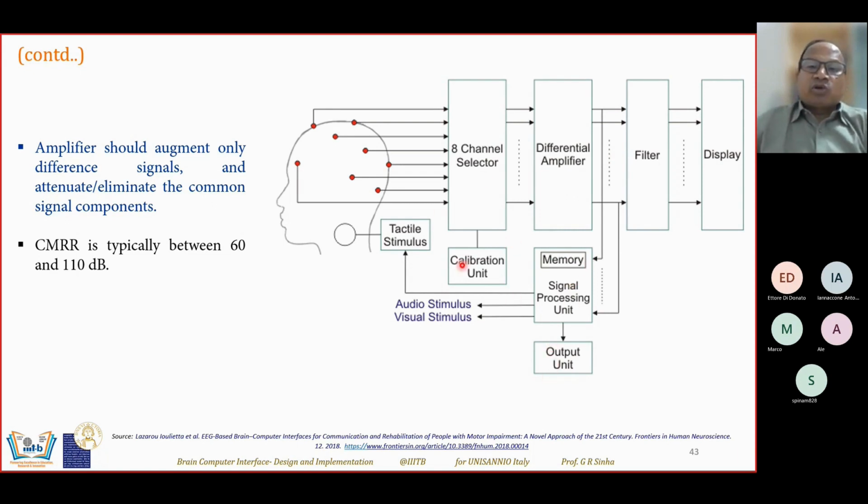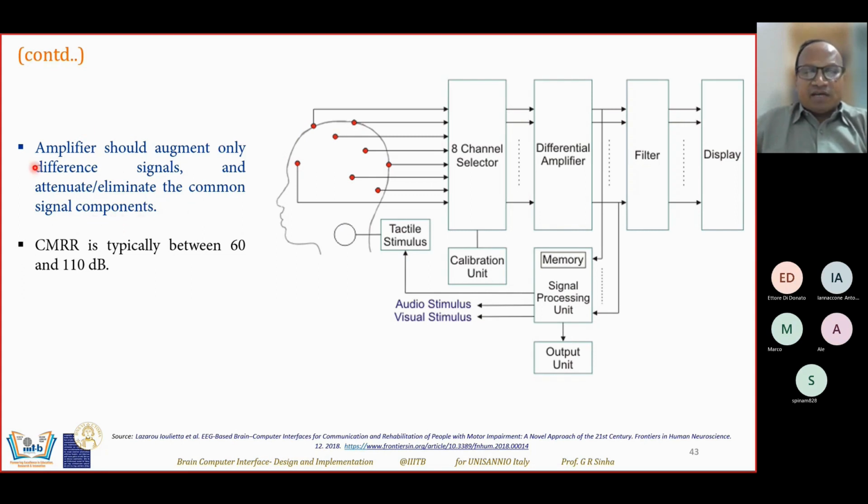Some calibration also can be done so that you can correct the input. You can select a proper channel, and you can select proper features here also. And then, of course, the use is either generating the stimulus for certain applications, for rehabilitation of some kind. So the amplifier augments only the differential signal and attenuates or eliminates the common signal component.